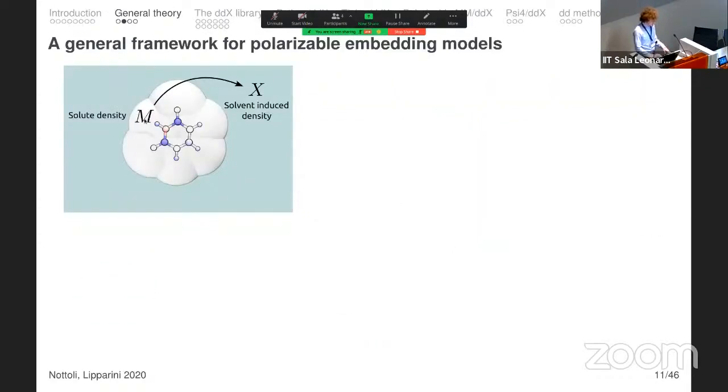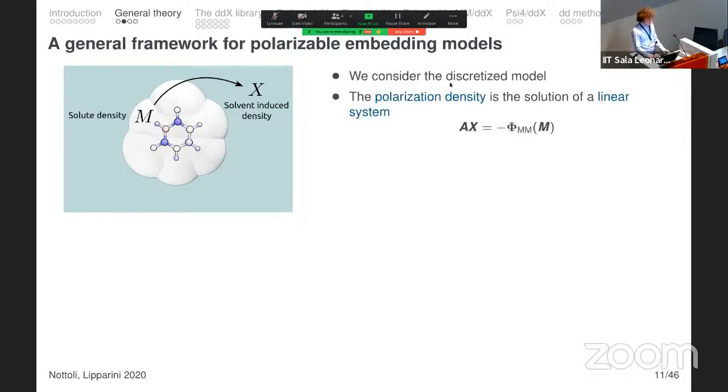In general, we have a system with a solute density, which is fixed, is given by the problem. It can be charges, it can be multipoles of higher order if we have something like AMOEBA, like moving dipoles or quadrupoles, or it can even be a quantum mechanical density, it can be anything. And this solute density induces some density of charge in the environment. I will also consider the discretized model. So everything in this theoretical part is made of matrices and vectors. I'm not considering integral equations now and not even partial differential equations. I'm already considering the discretized version.